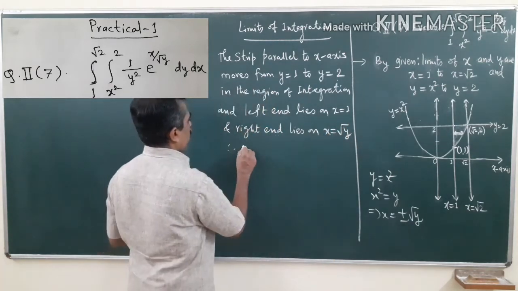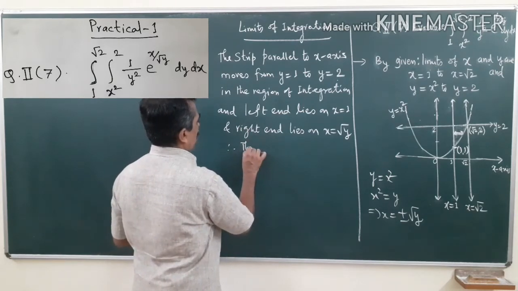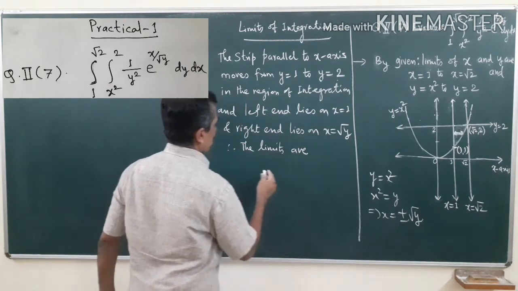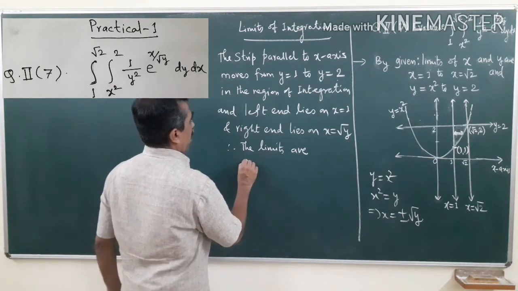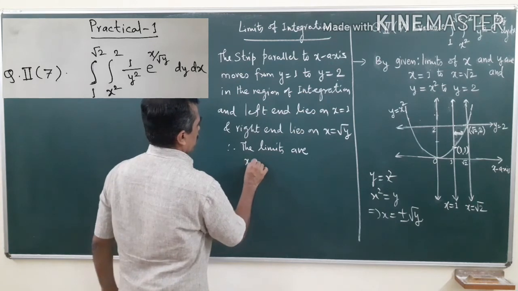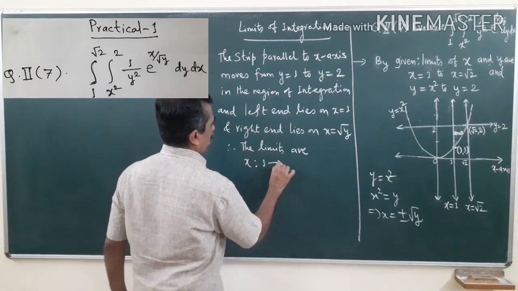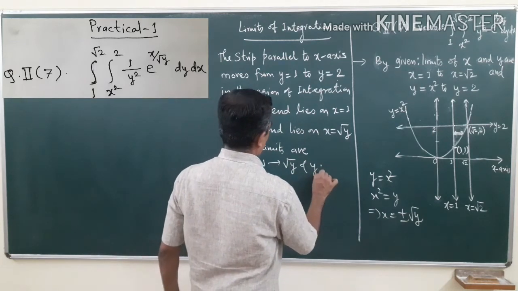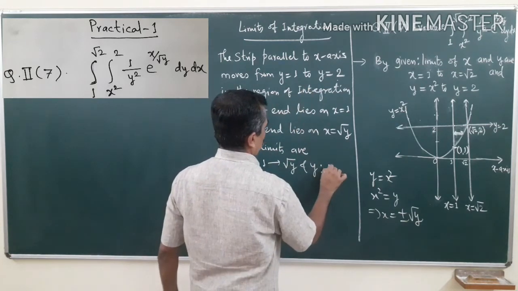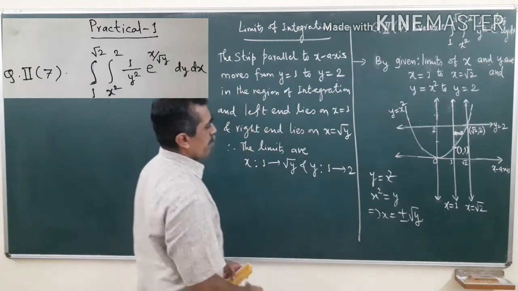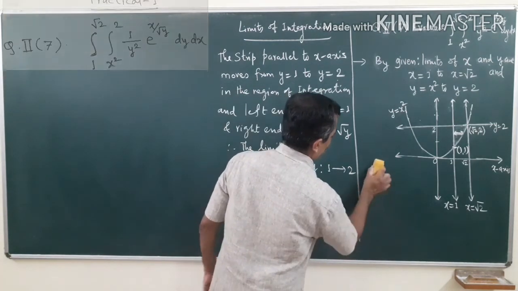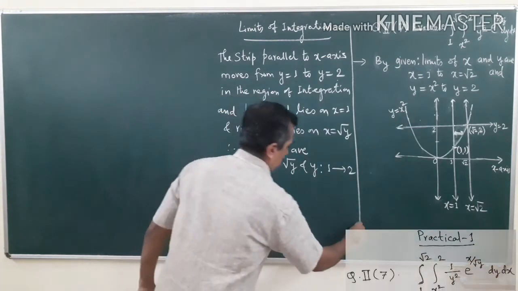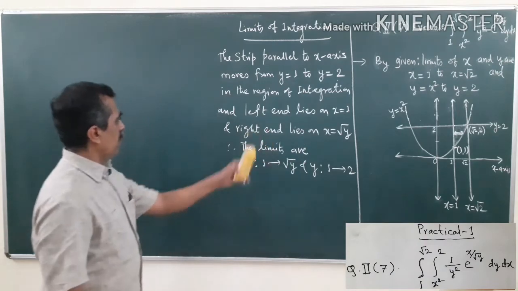Therefore, the limits are: x runs from 1 to root y, and y runs from 1 to 2. So, these are the new limits of x and y.